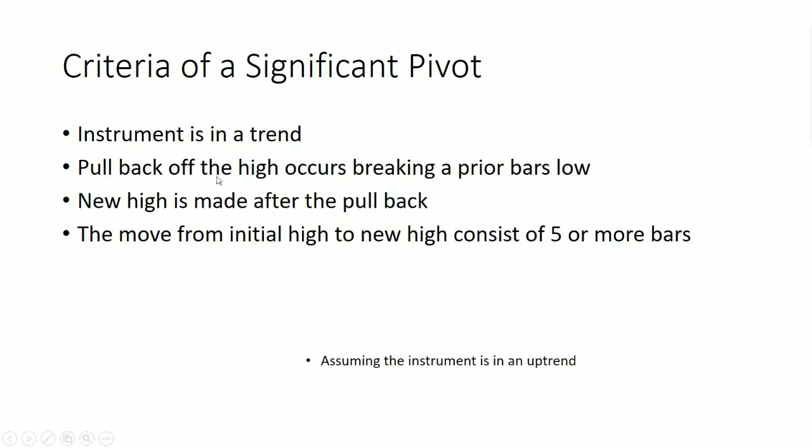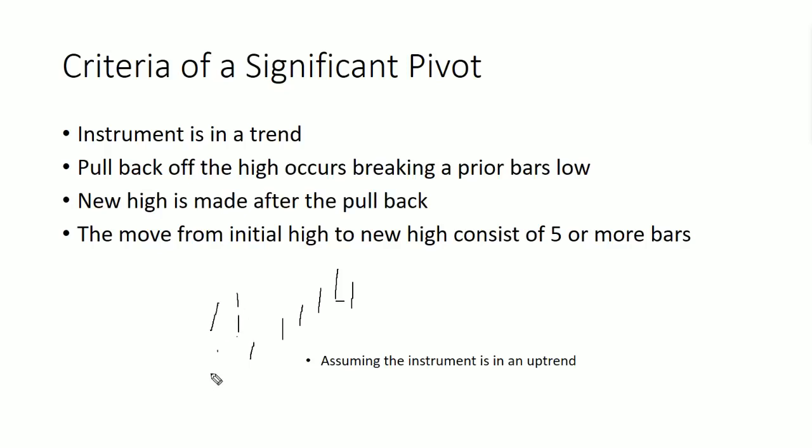What we're looking for is a pullback off the high that breaks a prior bar's low. If these are a series of candles that move up, we're looking for a pullback which breaks the prior bar's low right here. This is the start of a pullback, a break of a prior bar's low. Whatever time frame we're on, whether the 2-minute, the 5-minute, the 15-minute, the monthly, it doesn't matter. The pullback for me starts when we break a prior bar's low.